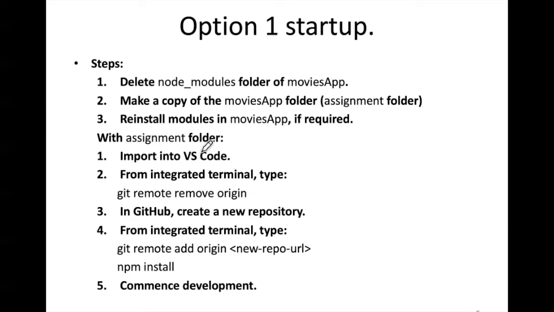And then, so we now have the assignment folder, and what you should do with that is bring it into VS Code. And then essentially what I want you to do is to disconnect the association between the assignment folder and the GitHub repo that you would have been pushing to when you were working on this one up here.